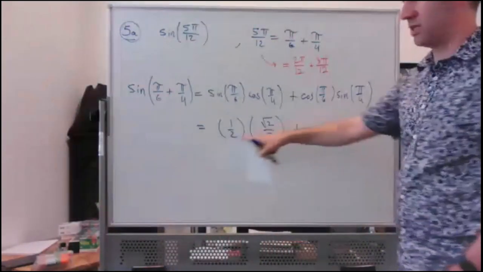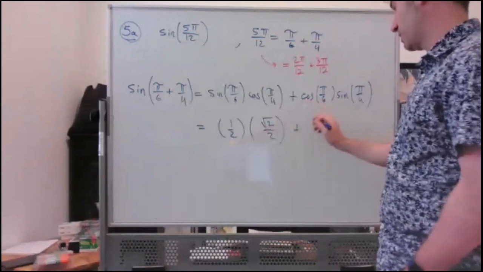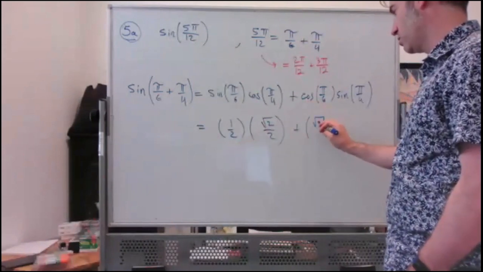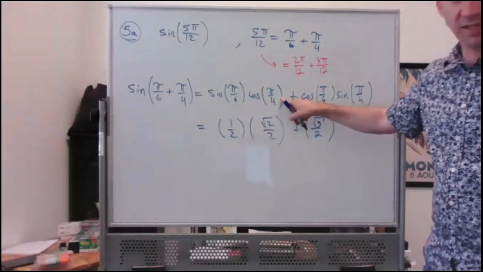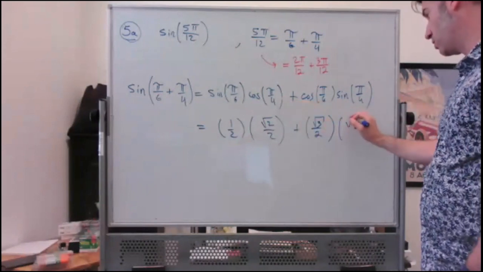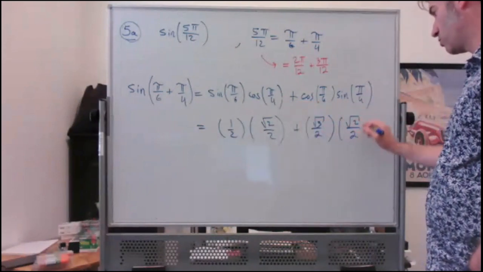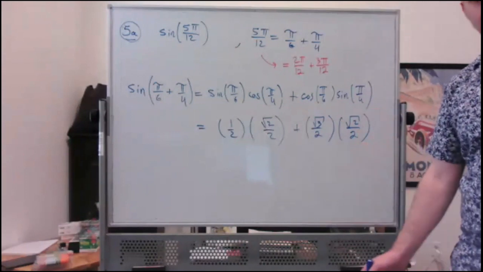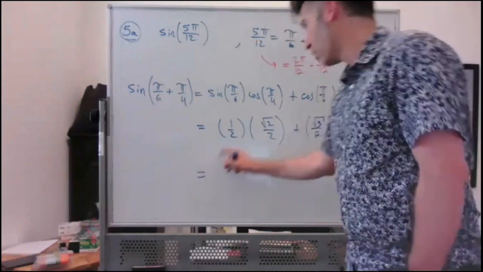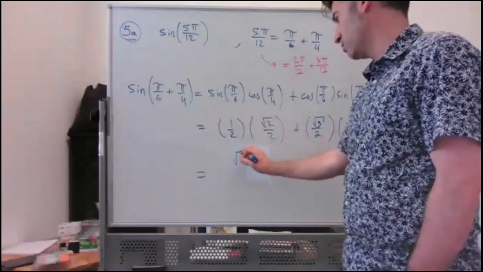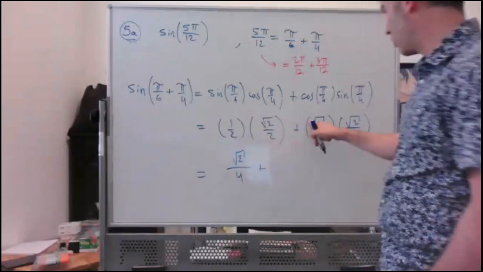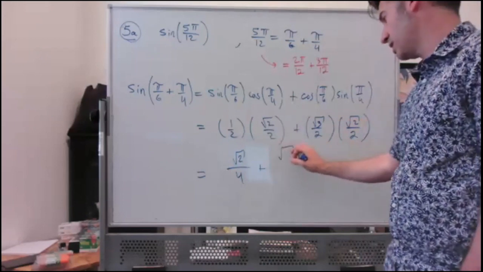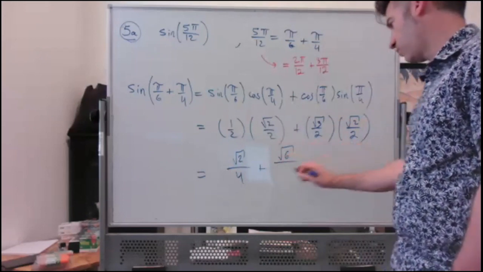Cosine of pi over 6, well, since sine of pi over 6 is 1/2, we have that cosine of pi over 6 is the other value, root 3 over 2. And sine of pi over 4, just like cosine of pi over 4, is going to be root 2 over 2. And then we simplify. 1 times root 2 is root 2. 2 times 2 is 4. Root 3 times root 2 is root 6. And 2 times 2 is 4.